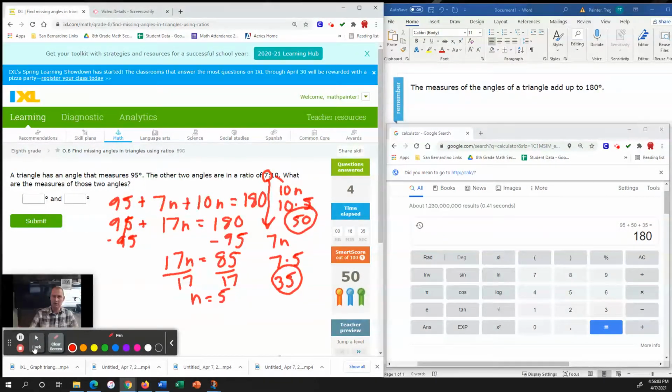So here we go. We're going to plug in 50 and 35.